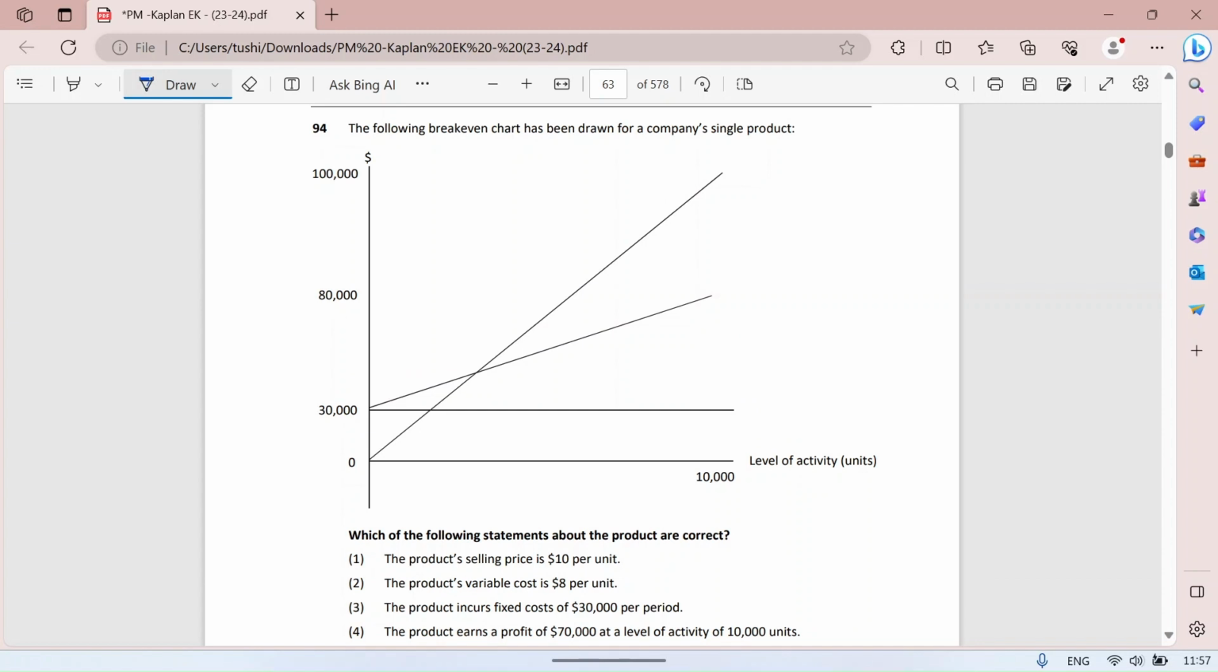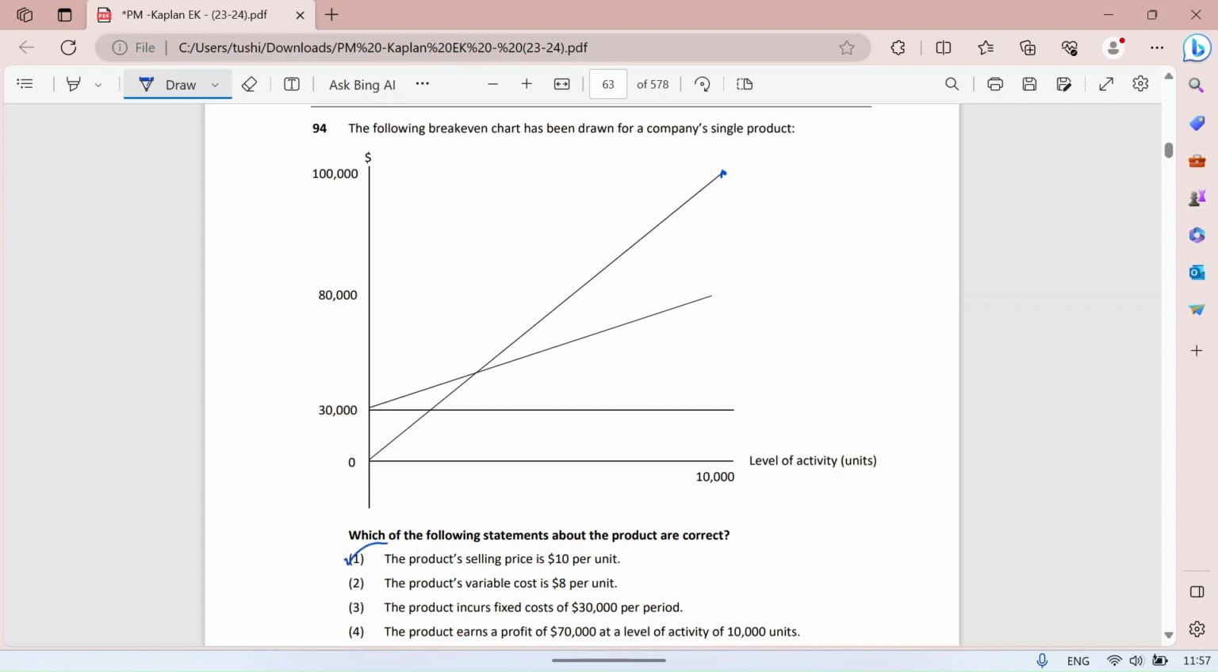The line which is passing through the origin, see this one, this passes through the origin. So this indicates what the sales revenue is at the various levels of activity. So at an activity of 10,000 units, the sales revenue is 100,000. See over here, this is 10,000 and this is 100,000. So that means the selling price is definitely $10 per unit.